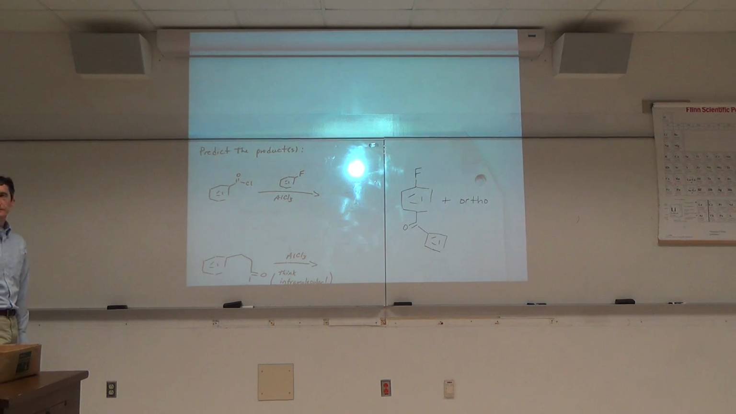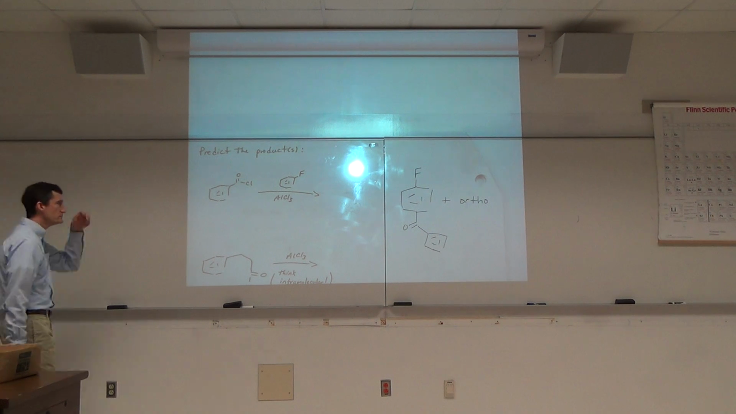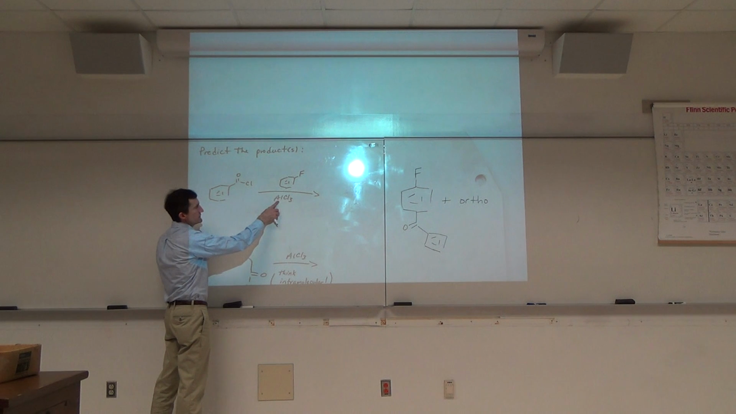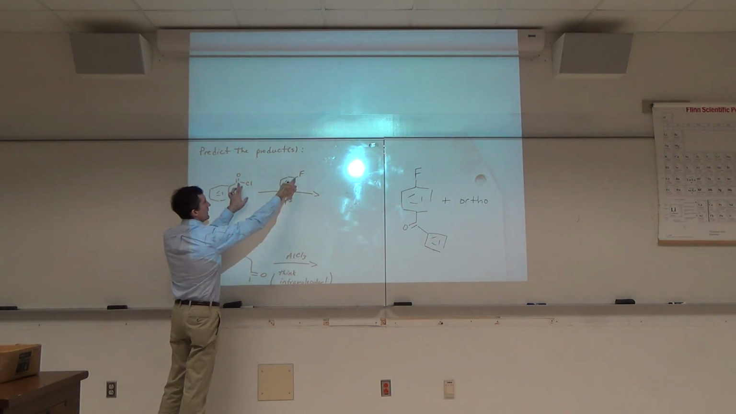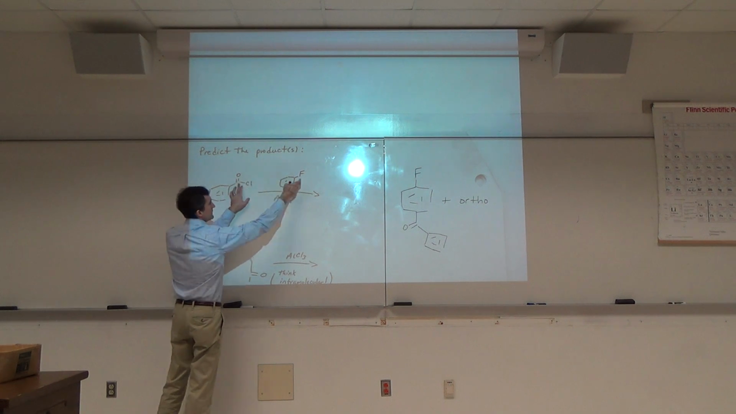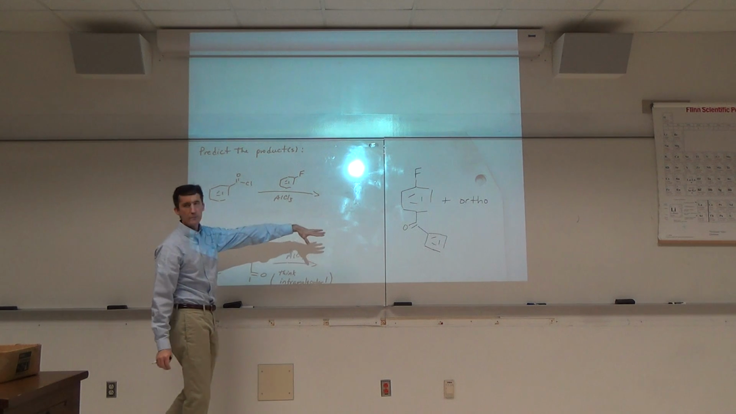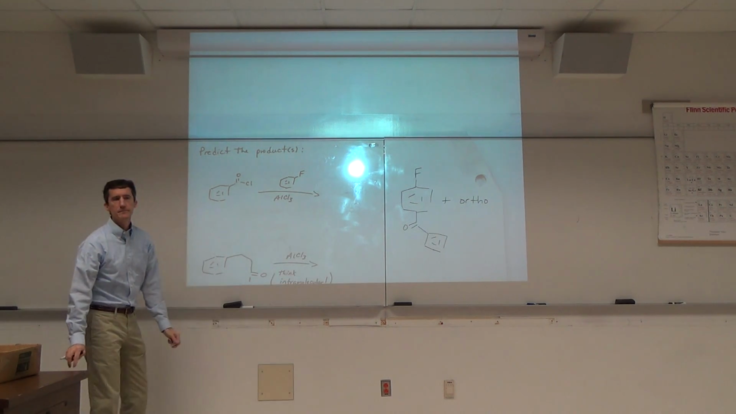How does that look for the first one? Chlorine complexes with the aluminum trichloride. Ionizes to get you acylium, and this ring attacks the acylium. What type of director do we have? Ortho-para. So I showed a para, but also ortho.